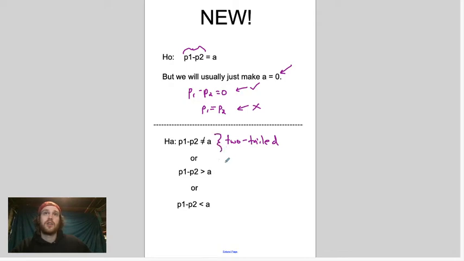So this is a two-tailed test, and these are both one-tailed tests. You can test whether it's bigger than A or whether it's less than A, but you have to decide. Choosing these alternatives shouldn't be any different than what we've done before. We'll usually use A as 0.